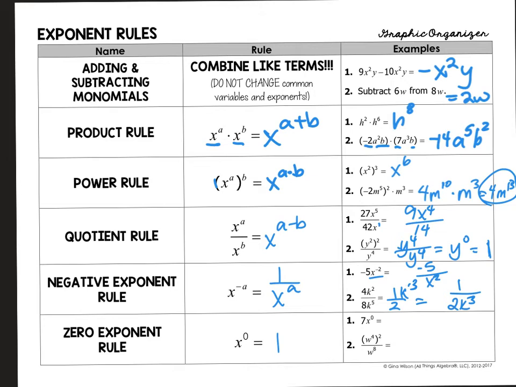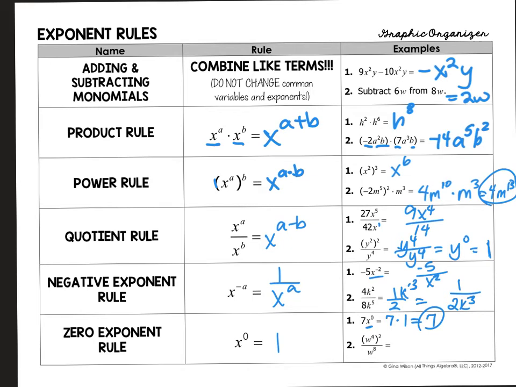Now, that doesn't mean that number 1 in the examples comes out to be 1. So this one says 7x to the 0. That's like 7 times x to the 0, which is 7 times 1, which then comes out to be 7. So the exponential expression part gets changed to 1, but the 7 does not. Okay? Remember, the exponents only apply to whatever is right next to them unless there are parentheses, and this doesn't have them.